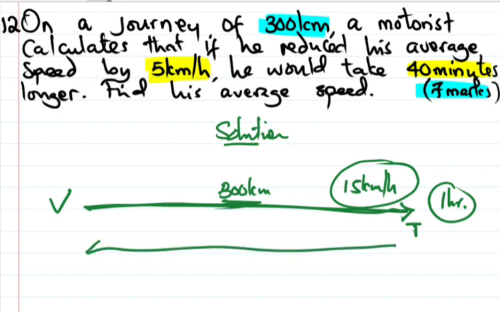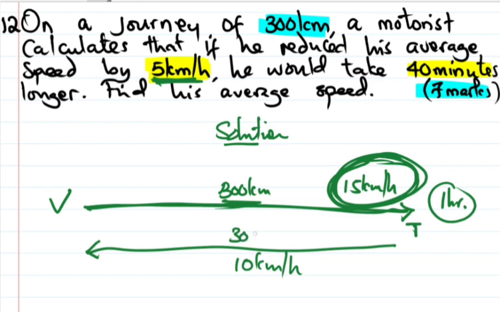On the way back, if this is the speed, we're assuming that he was traveling at 15 kilometers per hour on his first journey. On the way back the speed was reduced by 5 kilometers per hour. So on the way back he is traveling at 10 kilometers per hour. Therefore he travels slower over the same distance of 300 kilometers, and it cannot take the same 1 hour. It may take 1 hour 40 minutes.